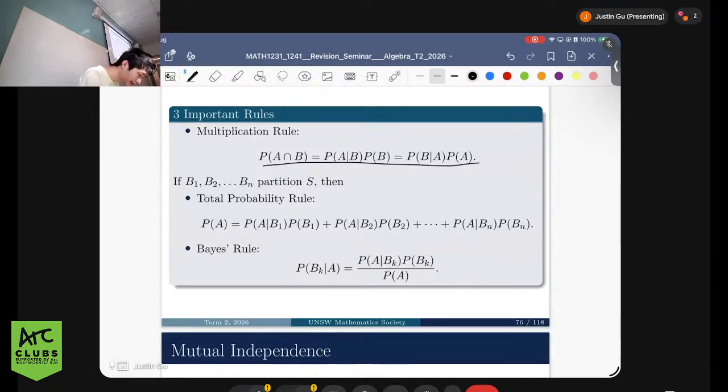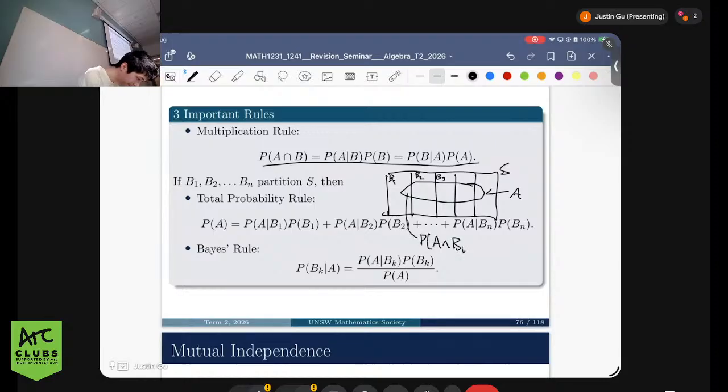You can visualize this by supposing that this box is our S, and we have A here. If we partition this into a bunch of regions, say B1, B2, B3, this is the probability of A intersect B1, which is going to be the probability of A given B1 times the probability of B1. Then to get the probability of A, you just sum over all the regions.